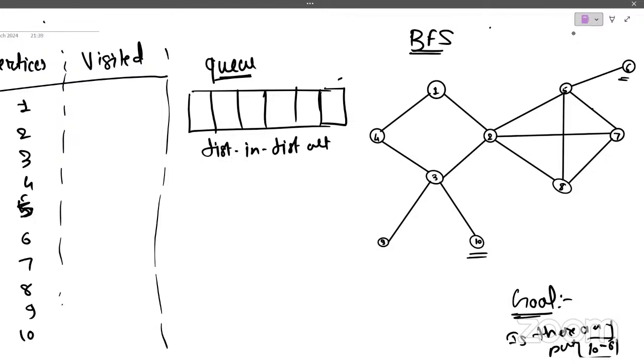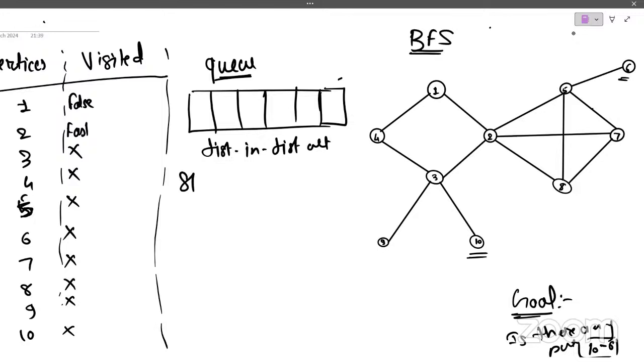Initially, when we start our process, every vertex should be labeled false. False means that the vertex has not been visited yet. What do I mean by visit? Visiting means I go to that vertex and explore its neighbors. That's what visiting means.